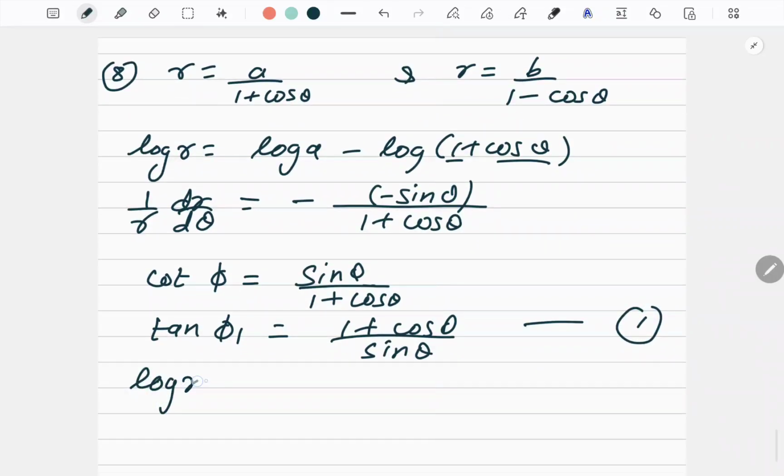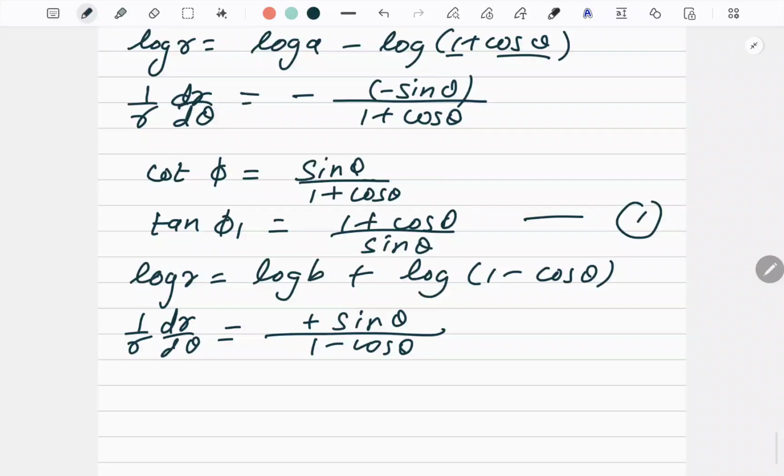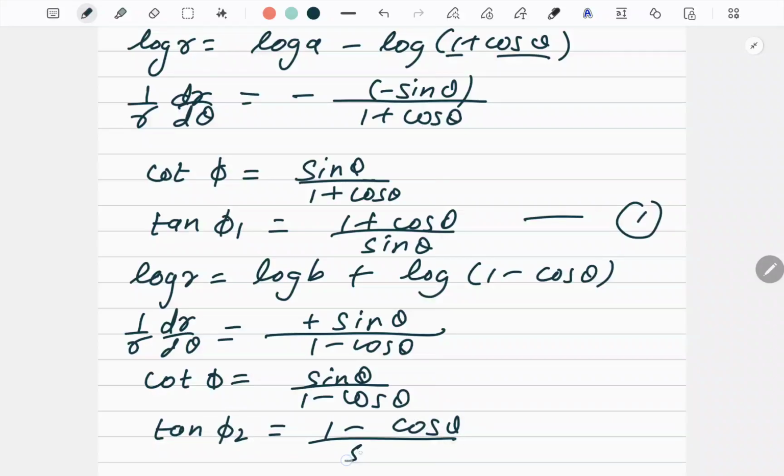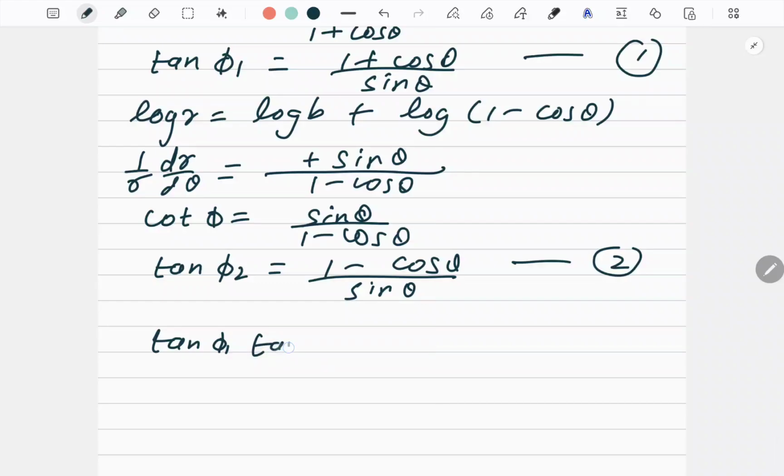Go to the other curve. Log r is equal to log b plus log of 1 minus cos theta. So 1 by r dr by d theta is equal to 1 minus cos theta plus sin theta. Okay, minus is there, cos theta is minus sin theta, so it became plus. So cot phi is equal to sin theta upon 1 minus cos theta. So tan of phi 2 is equal to 1 minus cos theta upon sin theta. Correct? So tan of phi 1 into tan of phi 2 is equal to 1 plus cos theta upon sin theta into 1 minus cos theta upon sin theta.